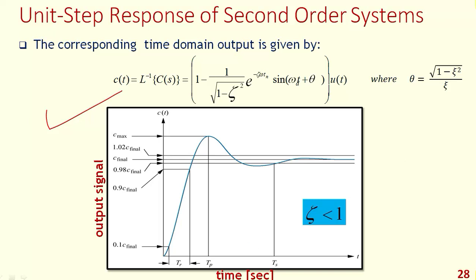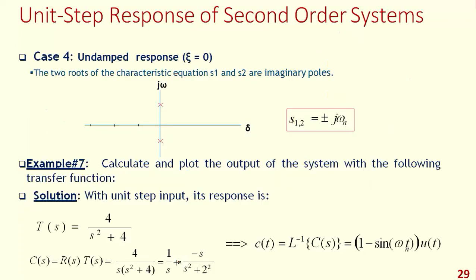This graph is called the time domain response of a second order system. Here we will get the different parameters: rise time, peak time, settling time, maximum peak overshoot, and delay time. So the fourth case, for the undamped system, you follow the same procedure. Mark the poles at plus or minus j omega n: plus j omega n will be here, and minus j omega n appears in the negative quadrant.